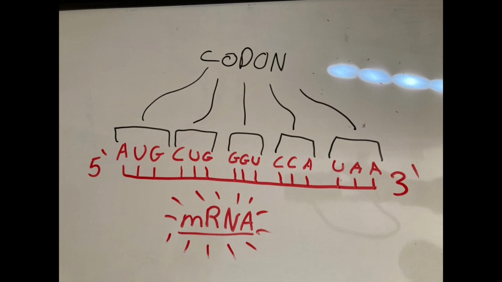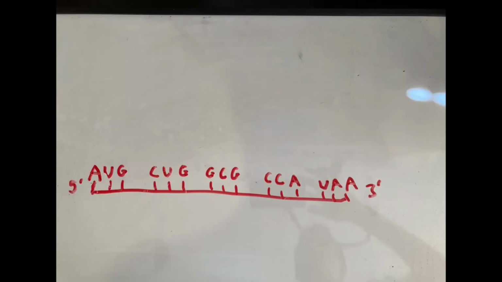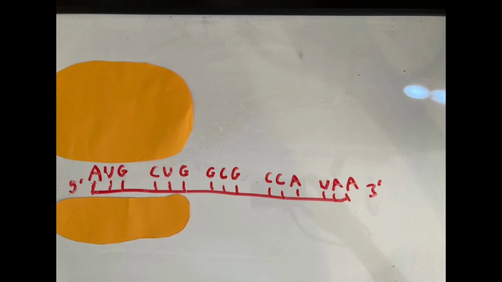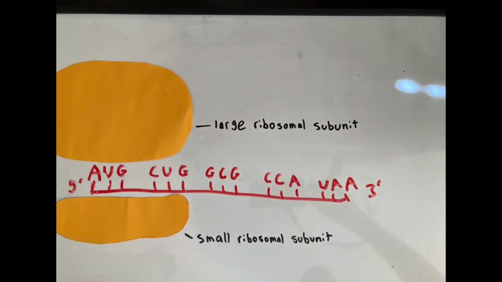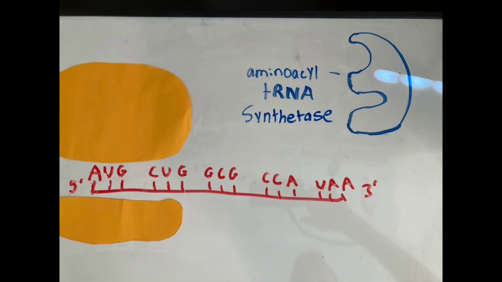For this video, the left side of the mRNA is the 5' end, and the right side is the 3' end. Now initiation begins. The large ribosomal subunit and the small ribosomal subunit come and attach to the mRNA. The blue molecule is an enzyme named aminoacyl tRNA synthetase.